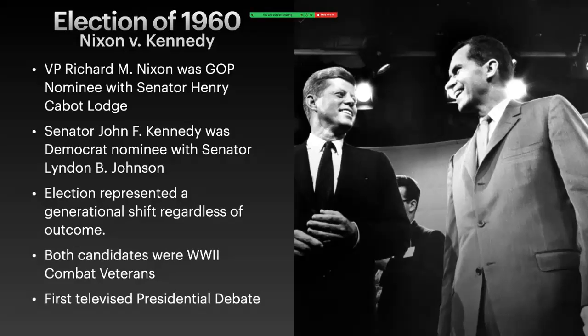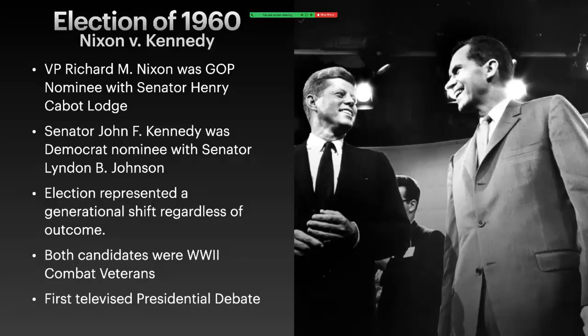Nixon chose as his running mate, he was the Republican candidate, Senator Henry Cabot Lodge of Massachusetts. The idea here from Nixon was that Lodge was very well thought of, and that maybe if he chose somebody from Kennedy's home state, Kennedy would have to spend a bunch of time and resources defending his home state. So that was kind of his idea. Incidentally, spoiler alert, it ain't gonna make any difference.